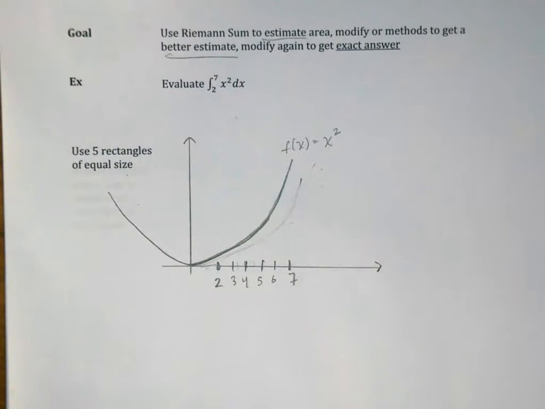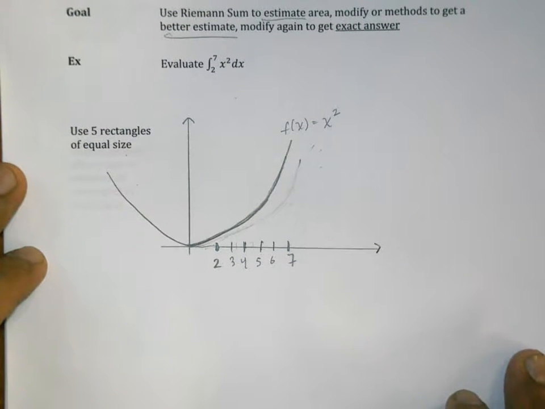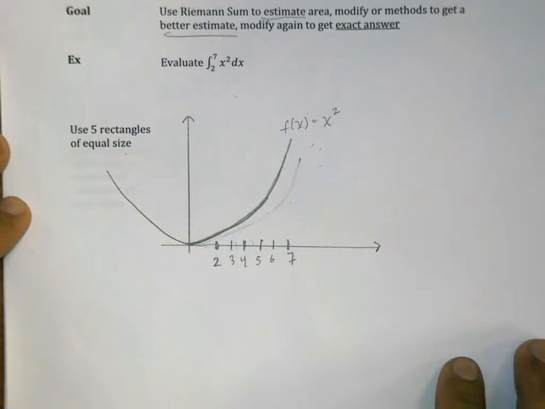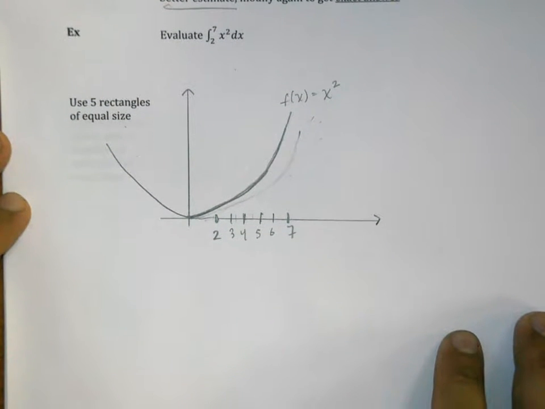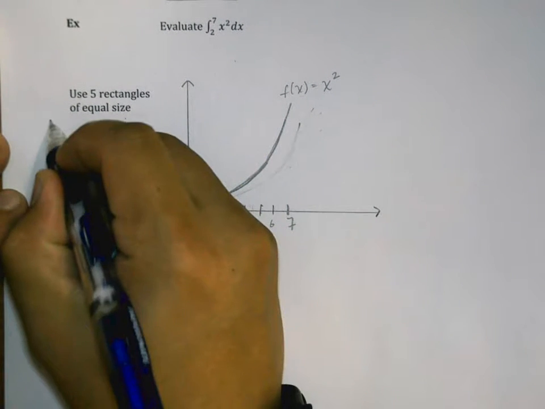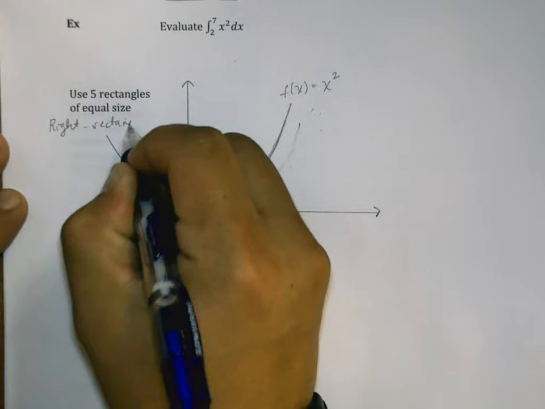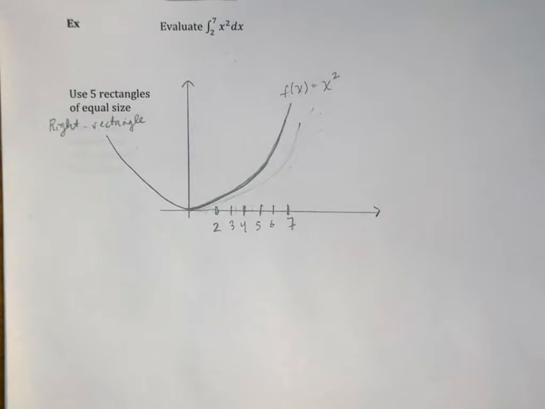So I'm going to start you off here on what looks like a busy work problem, where you're just computing the areas of rectangles. But let's just pay attention to the notation that I'm using here, because that's going to help us extend the concept to something more important and more useful. We're going to use 5 rectangles of equal size, and I'm going to use the right side. It doesn't really matter which ones you use, but using the right rectangles is going to make things a little bit easier on us.